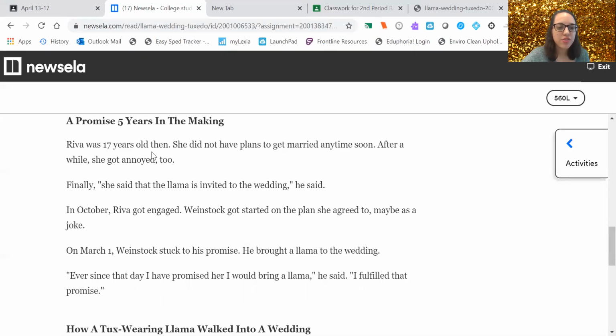Reva was 17 years old then. She did not have plans to get married anytime soon. After a while, she got annoyed too. Finally, she said that the llama is invited to the wedding, he said. In October, Reva got engaged. Weinstock got started on the plan she agreed to, maybe as a joke. On March 1st, Weinstock stuck to his promise. He brought a llama to the wedding. Ever since that day, I have promised her I would bring a llama, he said. I fulfilled that promise.